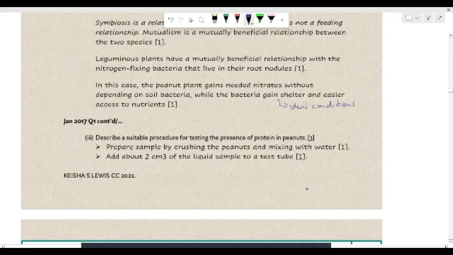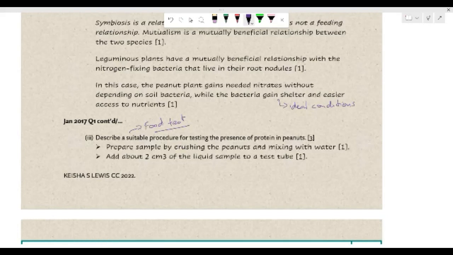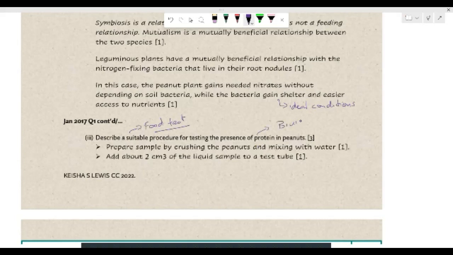Let's go to, so we're looking at a food test basically, right? This is a food test. And it asks to describe a suitable procedure for testing the presence of protein in peanuts, right? And so the first part is, of course, you have to prepare your sample. Always talk about sample preparation, because depending on the food test, we would prepare the sample in a different way. Of course, this is what you call your Biuret test.